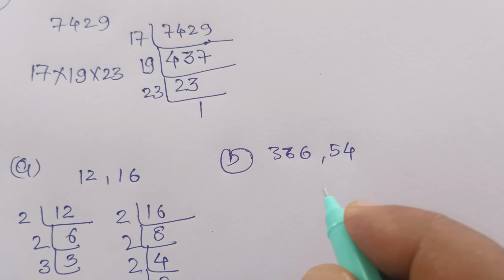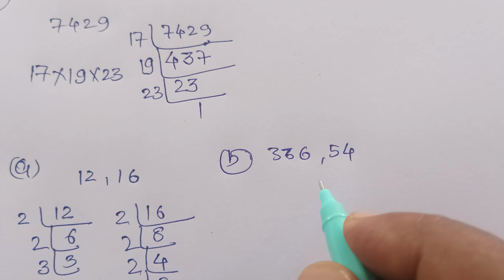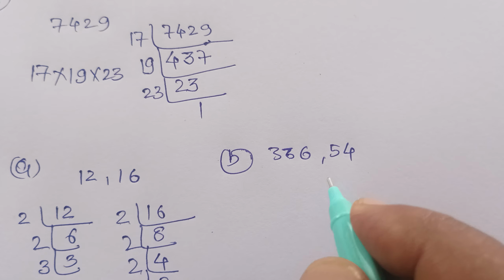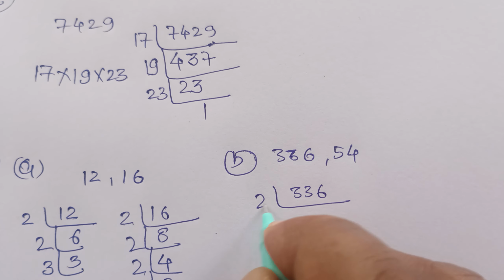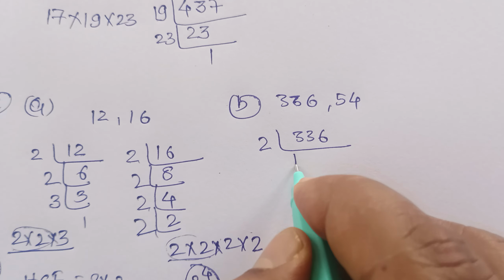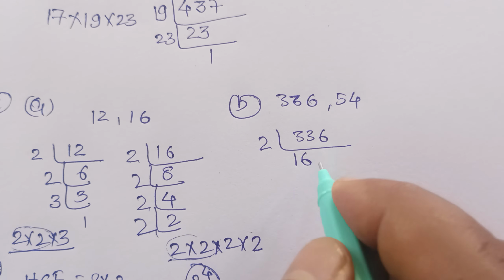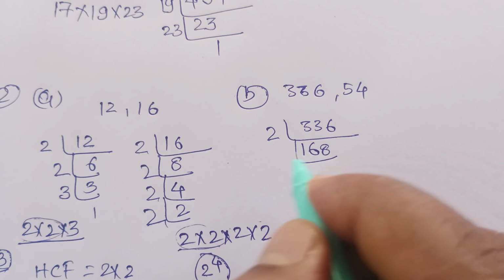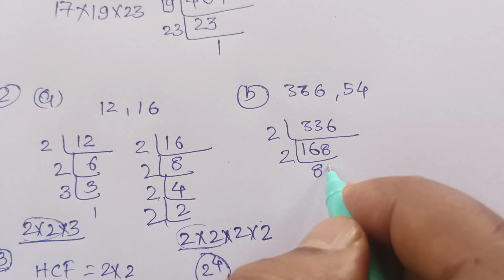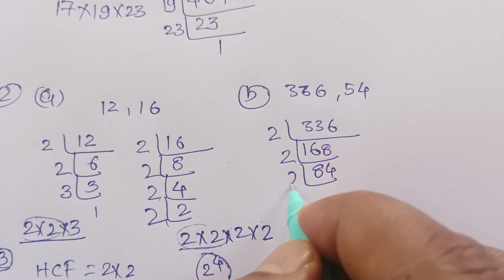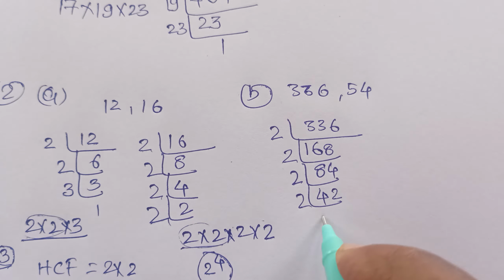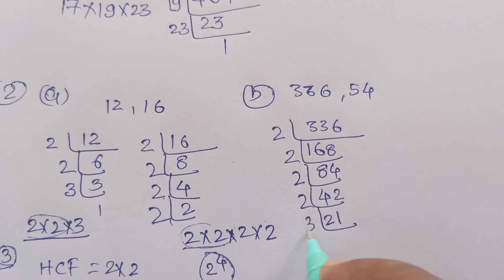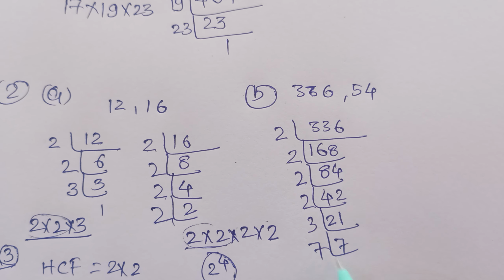What you have? B. 336 and 54. 336 and 54. How can you do? That also you try better. 336: 2 1s are 2, 2 6s are 12, 2 8s are 16, 2 4s are 8, 2 2s are 4, 2 1s are 2, 3 7s are 21 and 7 1s are 7, correct.